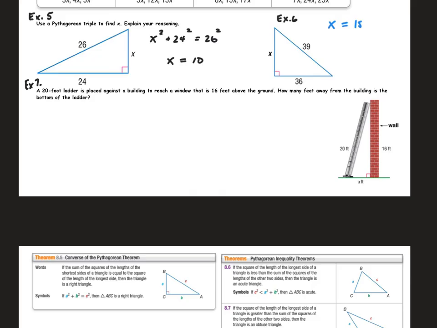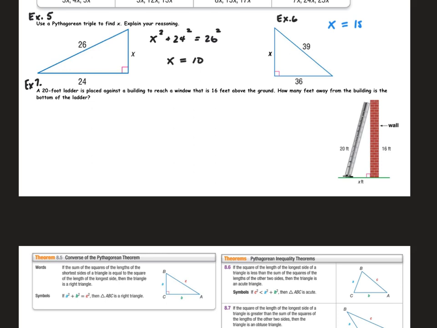Now we're going to look at example 7, where we're going to get into our first word problem. They like these a lot in the textbooks, especially on standardized tests. So it says a 20-foot ladder is placed against the building to reach a window that is 16 feet above the ground. How many feet away from the building is the bottom of the ladder?